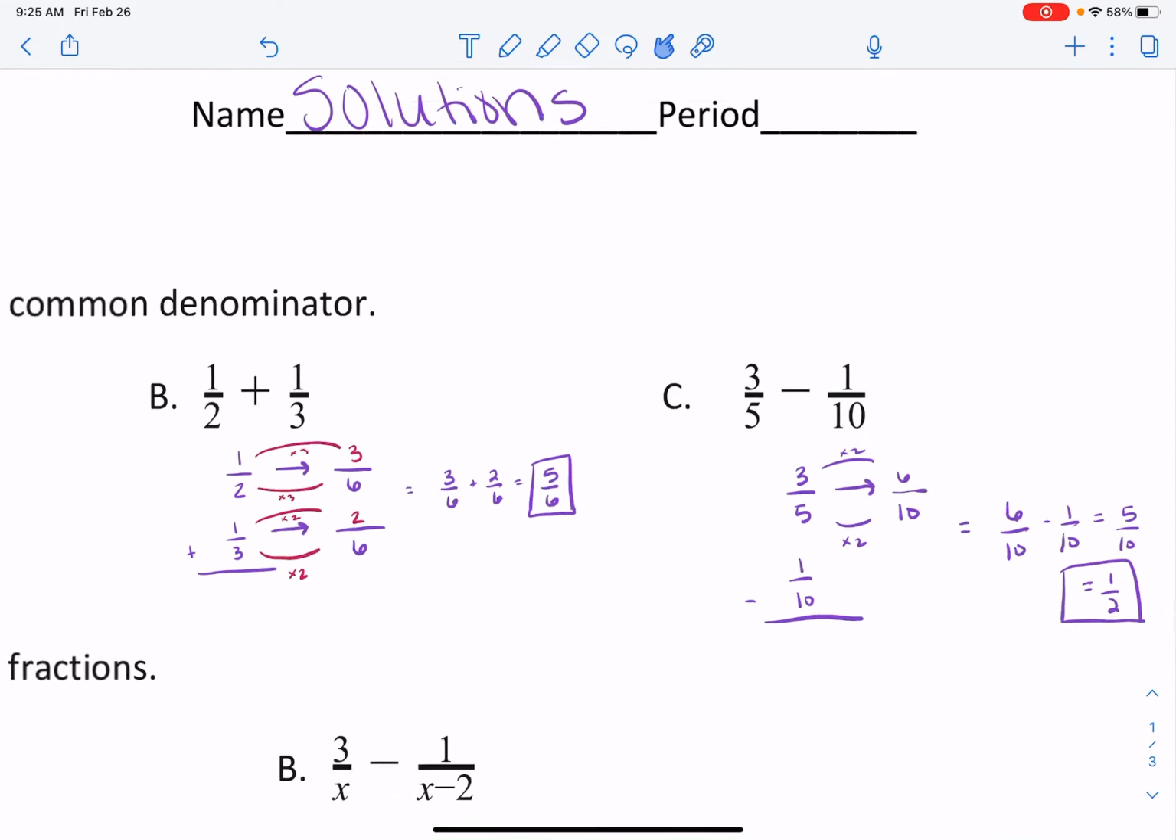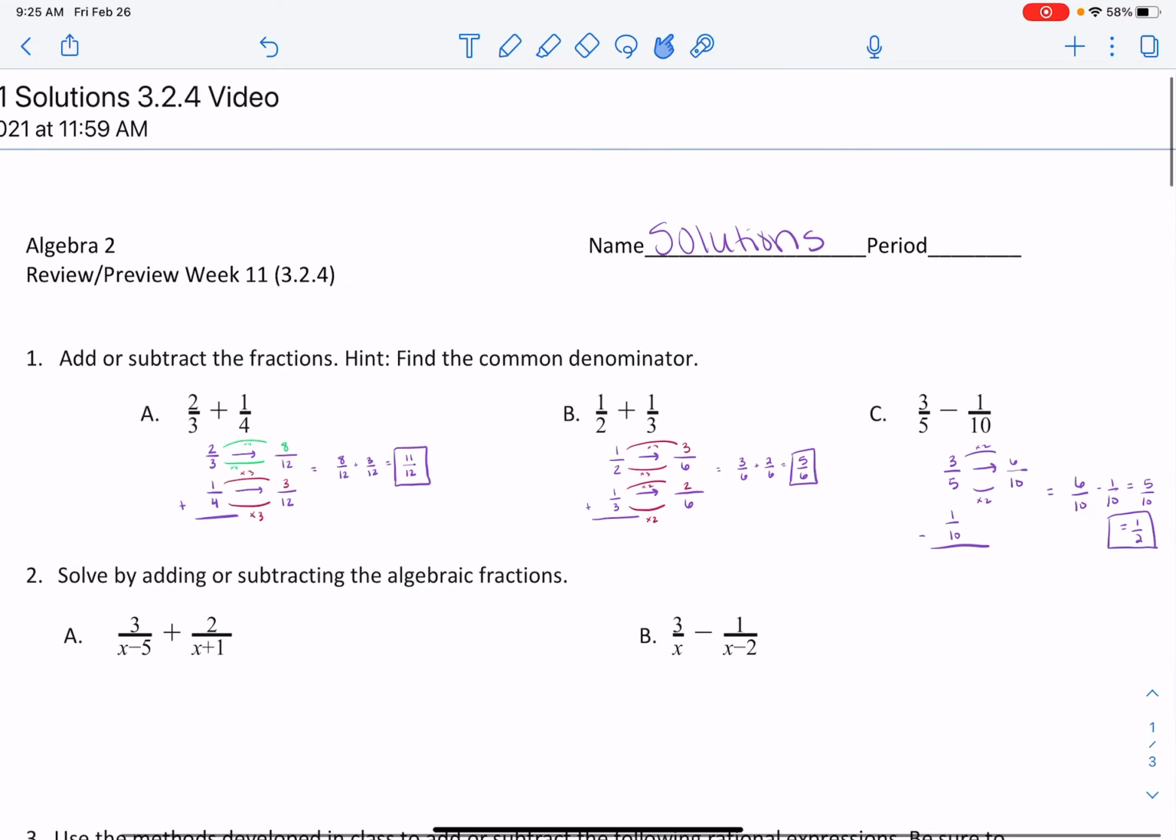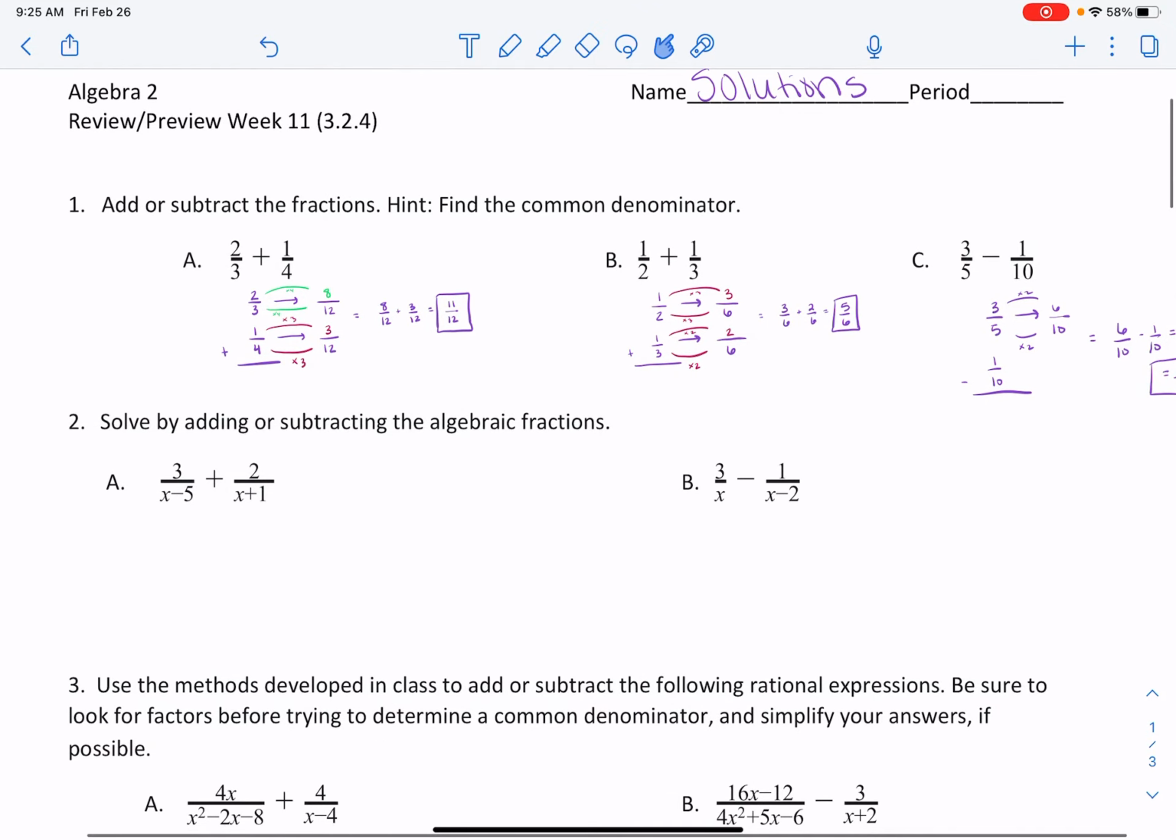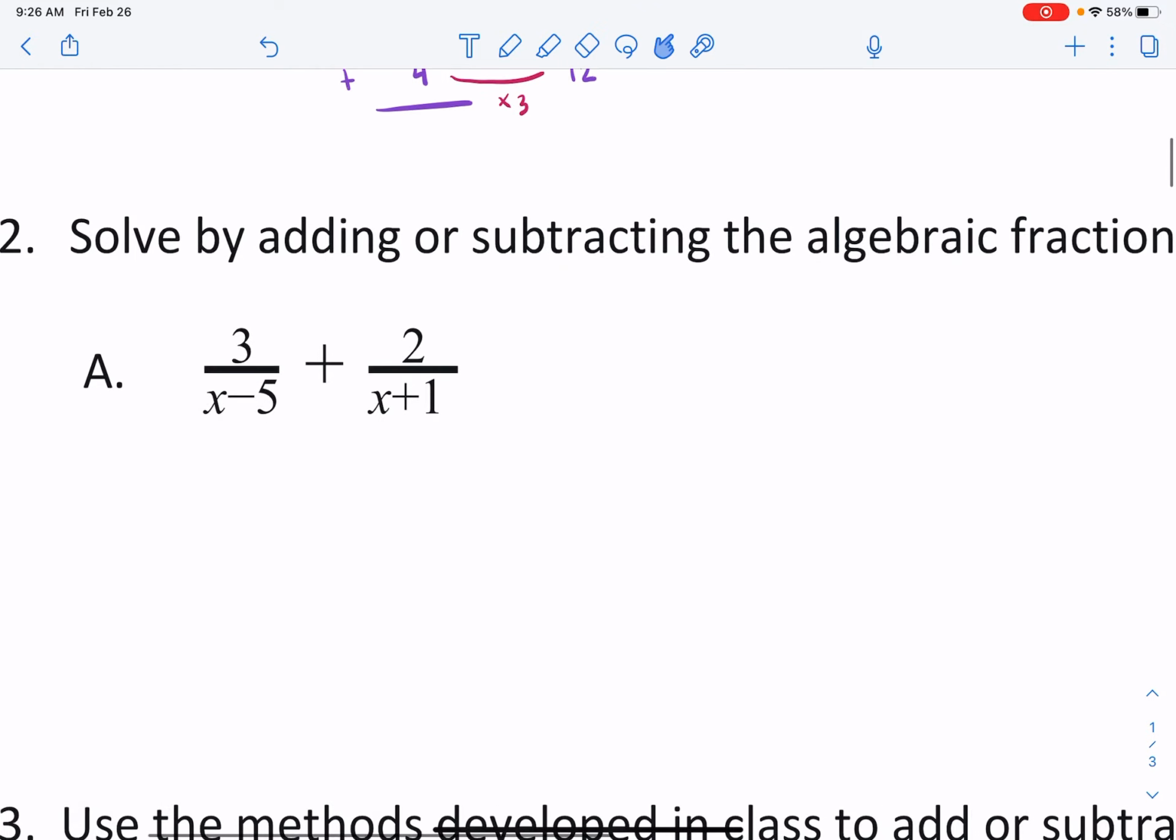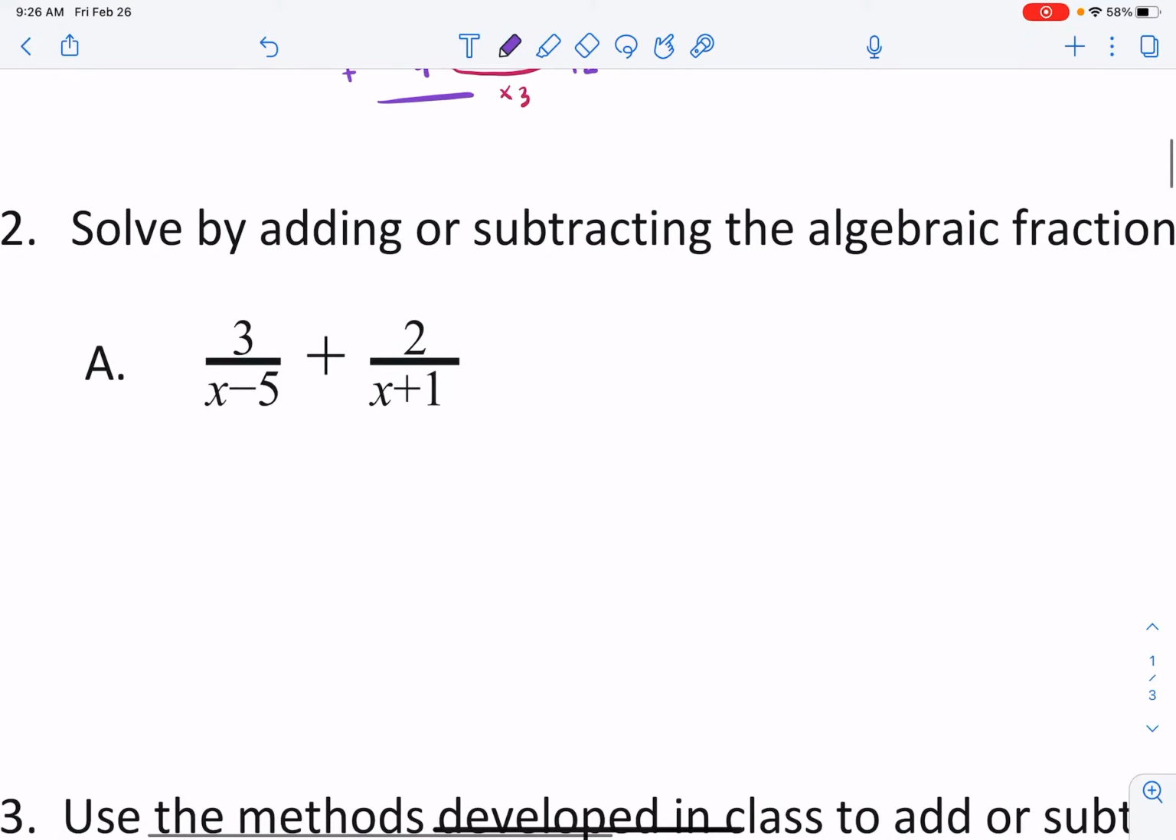All right, so now that we reviewed adding and subtracting fractions, let's try this with rational expressions. So we've got 3 over x minus 5 plus 2 over x plus 1. So we have the same idea. We do need to have a common denominator. So you could rewrite it.